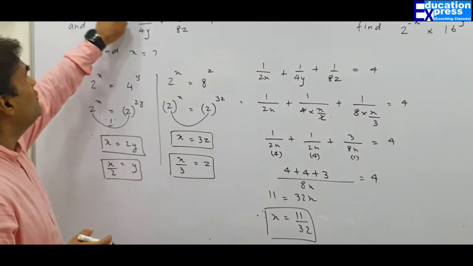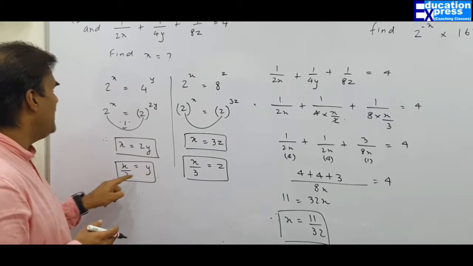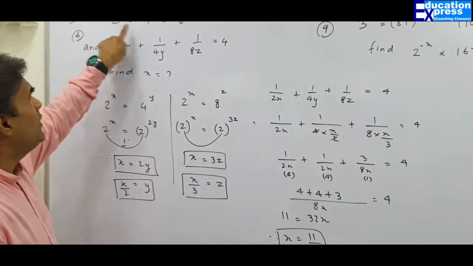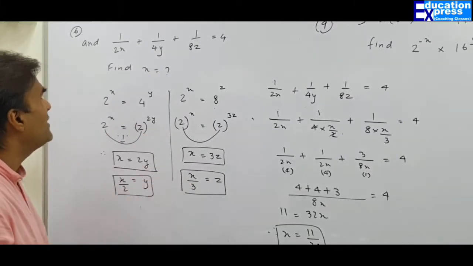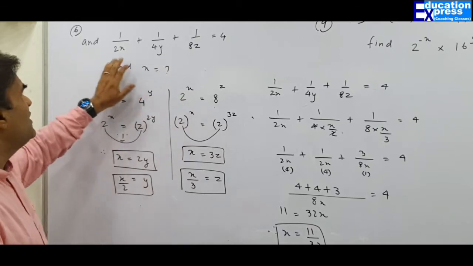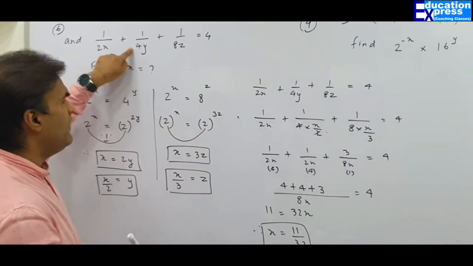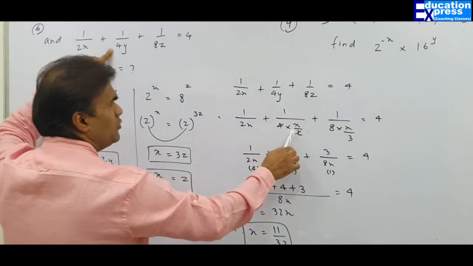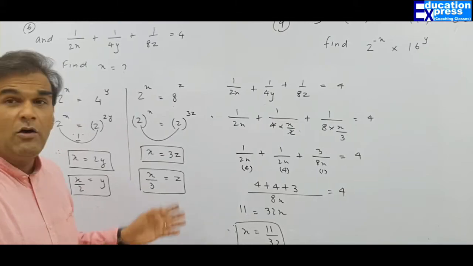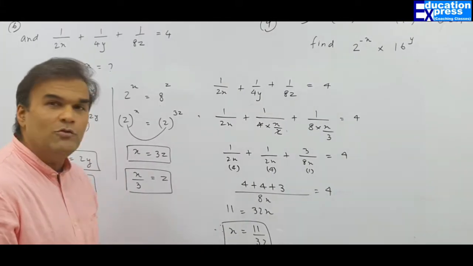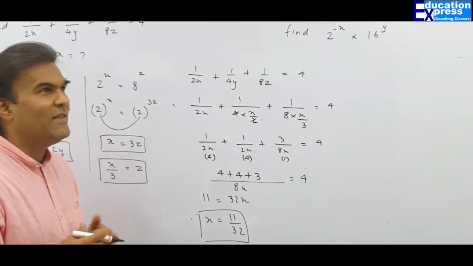What I did is 2 raised to x is equal to 4 raised to y. We found out the value of y in terms of x. Same way, 2 raised to x is 8 raised to z, so find out the value of z in terms of x. This equation was given to us in terms of x, y and z. x remained as it is. In place of y, we substituted x upon 2, and in place of z, we substituted x upon 3. That's how the entire equation got converted into a linear equation. We solved a very simple linear equation to obtain the solution.